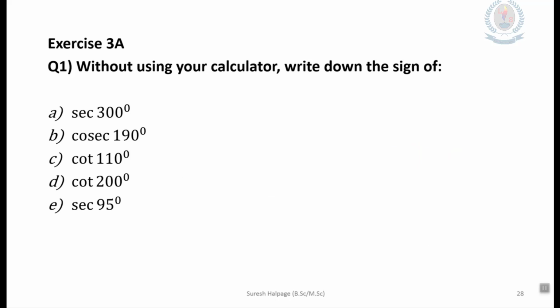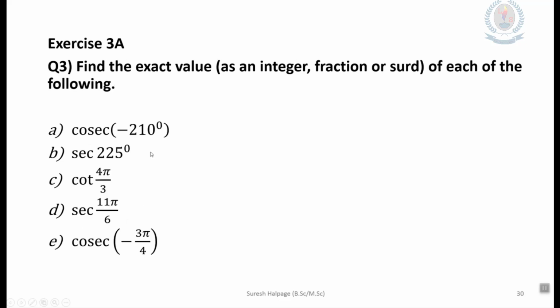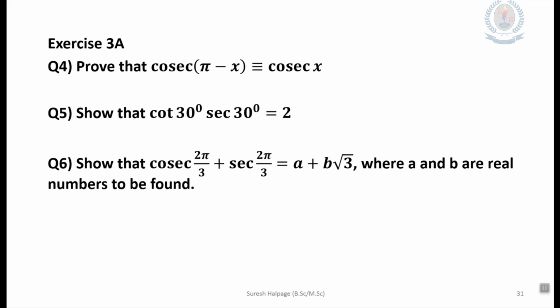Exercise 3a. Without using a calculator, write down the sign of each. You can't use the calculator, so you need to do this as homework. Exercise 3a, question number 3 from your textbook. Find the exact value. Exact value means as an integer, fraction or surd. Do this for the following questions, question number 3, and questions 4, 5 and 6. You need to do these as homework.